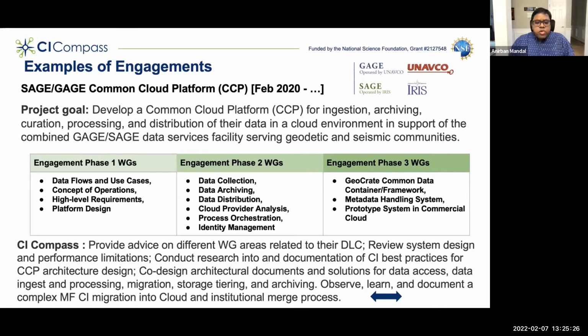The other thing I wanted to note here is every engagement that CI Compass does is a bidirectional process. It's not that CI Compass only provides expertise and advice. We learn a lot as a process of these engagements. So in this case, we're observing, learning, and documenting a complex major facility CI migration process into the cloud. And that knowledge that we learn as a process of these engagements, we could apply to other major facilities or other CI projects, large CI projects in general.